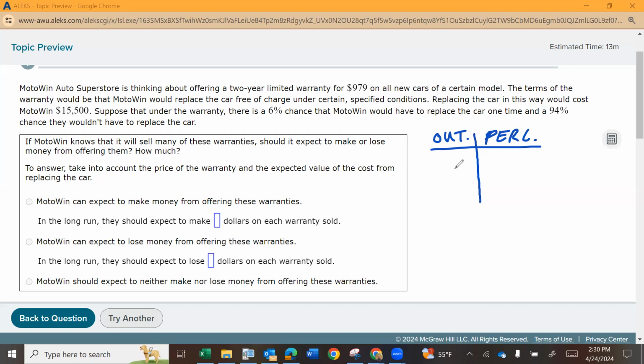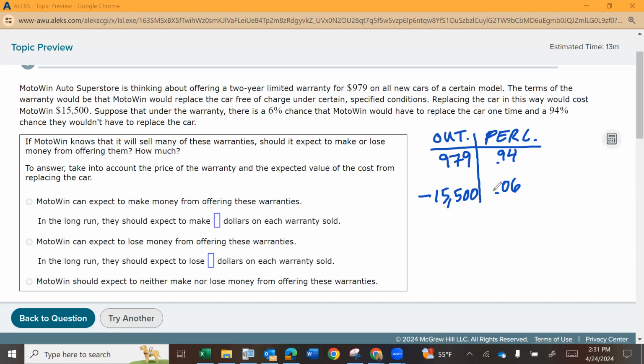Okay, and then we need the percent. We know there is a 94% chance that the warranty does not get used, in which case MotoWin gets 979 bucks. Cool. So that's a lot of 979s that they don't have to pay out on. But there is a 6% chance that MotoWin is going to lose or pay out 15,500. Now, lest you think I have a mistake there, I am not done with this, namely this part here.